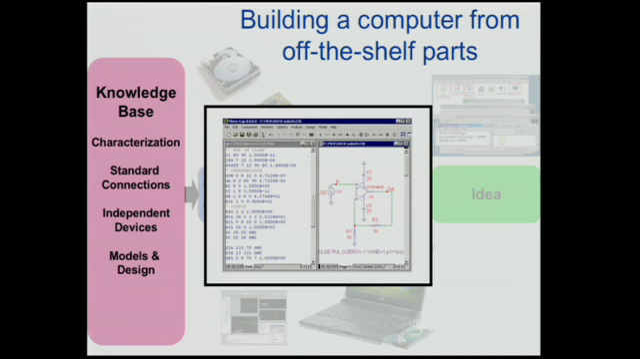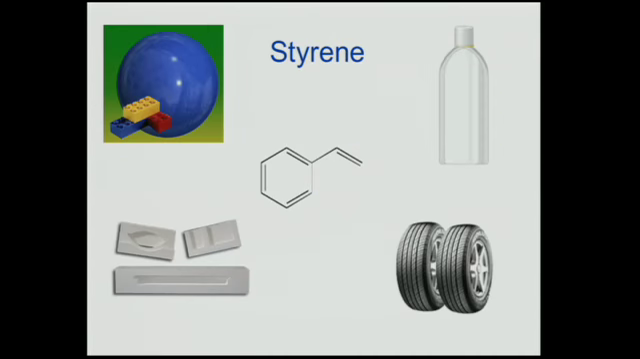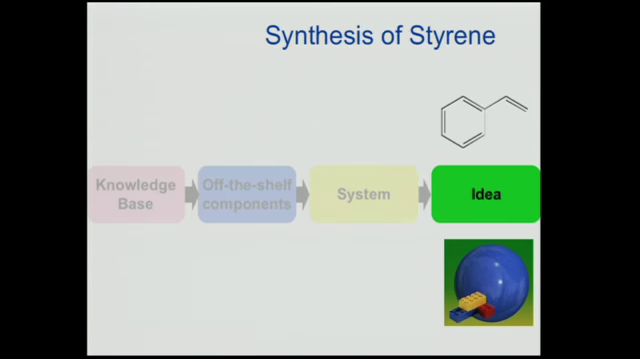I want to make another analogy. This analogy is to the chemicals industry. This chemical is styrene. It's one of the most widely used and manufactured quantity chemicals. It's used for, of course, styrofoam. It's used for toys. It's used for plastic bottles. And even things like tires have a large quantity of styrene in them.